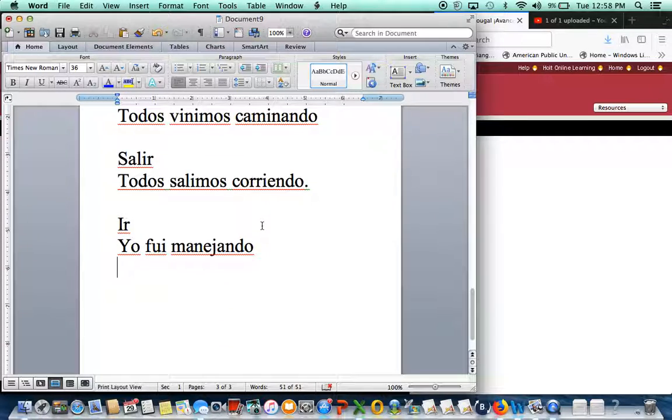So how many helping verbs are you going to use? A lot. Estar, 1. And then seguir, 2. Andar, 3. Llevar, 4. Salir, 5. Venir, 6. Ir, 7. Irse, 8. Volver, 9. Hopefully I'm not missing any.